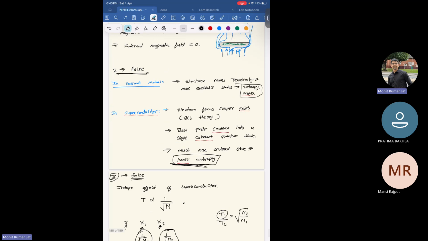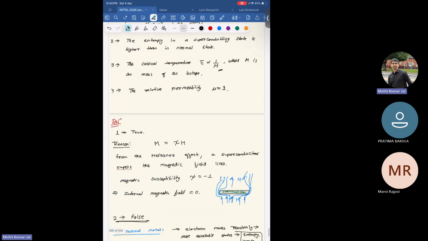Okay. If this is clear, then let me ask the final one. Is the relative permeability mu_r equal to 1? Is it true or false?